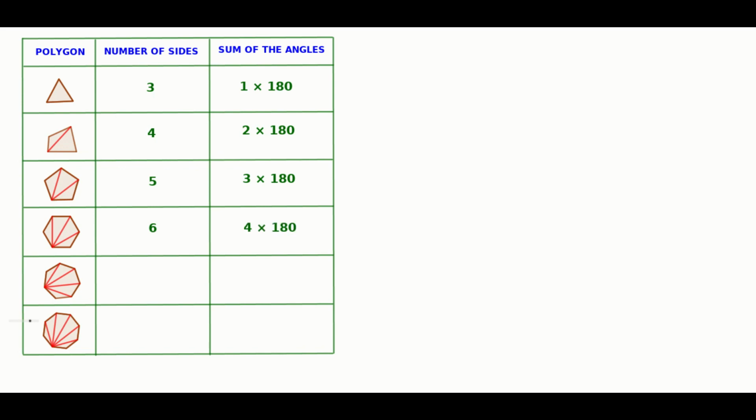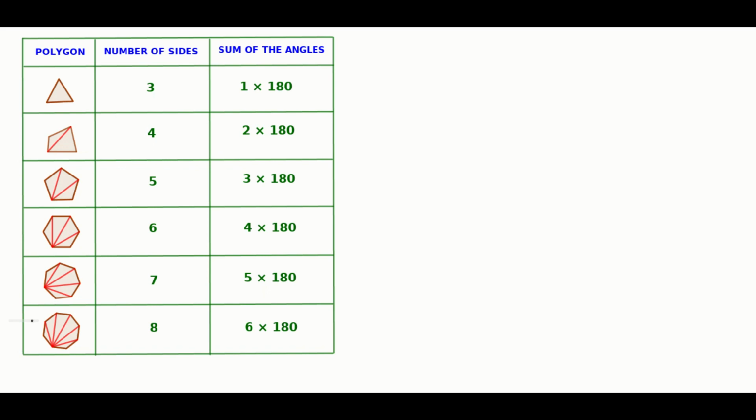The next figure is a heptagon having 7 sides. It is divided into 5 triangles, and therefore the sum of the angles is 5 into 180. An octagon has got 8 sides, and it is divided into 6 triangles, and therefore the sum of the angles is 6 into 180. Here you can find a relation between the number of sides and the number of triangles.